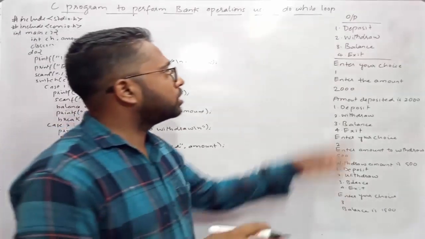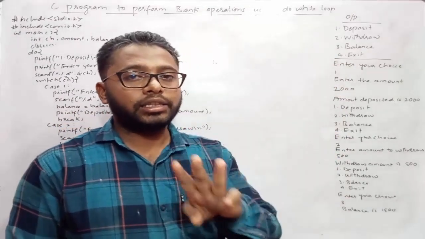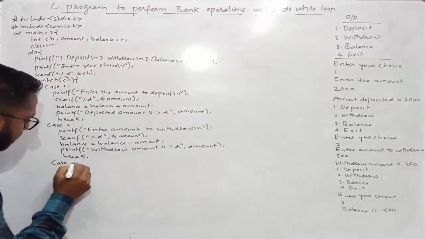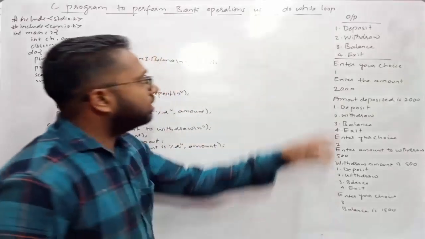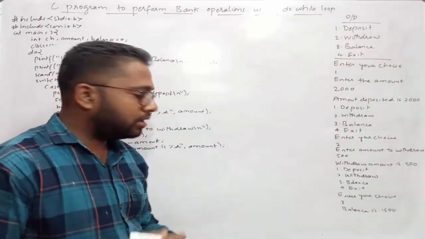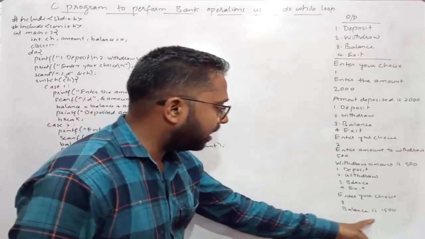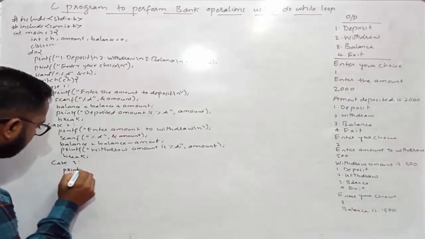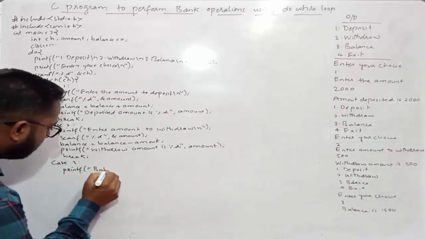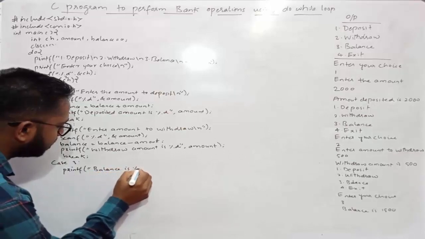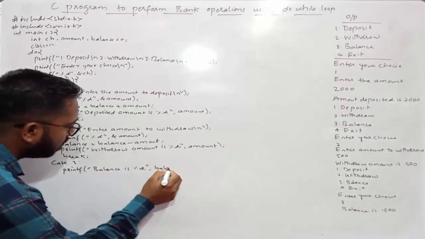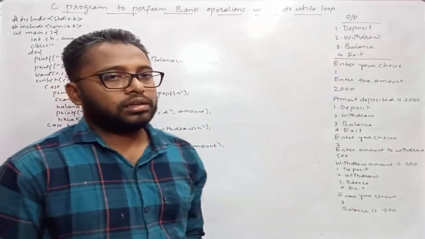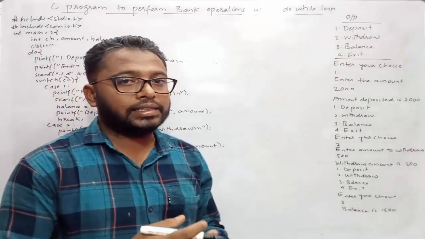Next, what if the user wants to check the balance? Then in that case the user will be entering 3, and that I need to check with case 3. Case 3. When the user enters 3, then immediately a message is displayed, balance is 1500. Case 3 printf, balance is %d, comma balance.